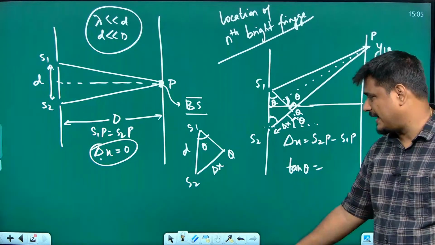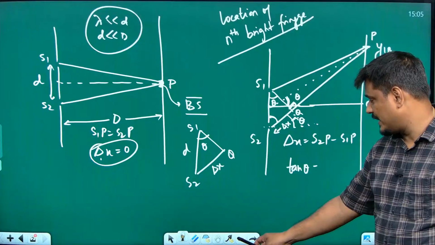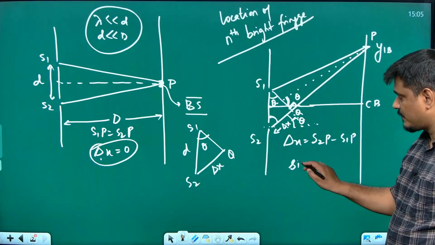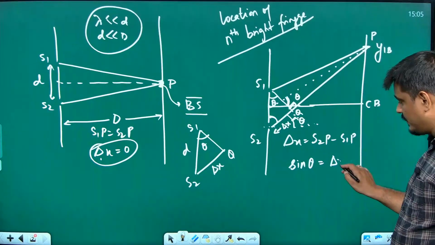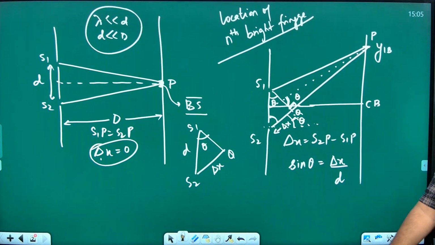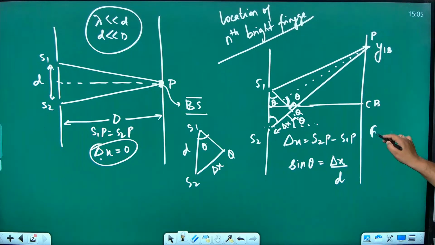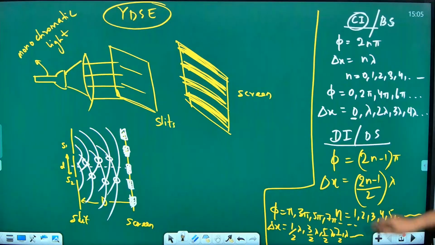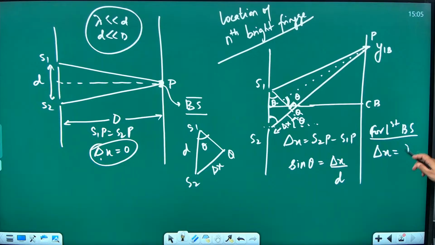Or why tan theta? I can take sin theta because I have this and this. Okay, what is sin theta? Delta x by d, isn't it? Now, for the first bright spot, what should be the delta x value? Just now we have learnt this is the central bright. So the first bright should be lambda, isn't it? 0 is for central bright, lambda is for first bright. So can I say for first bright delta x must be lambda?